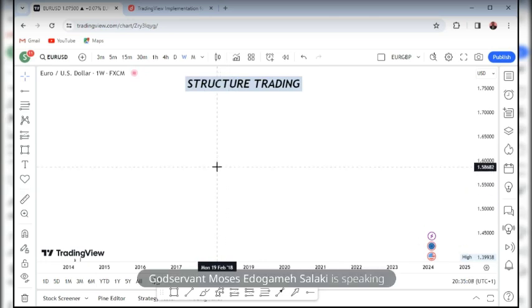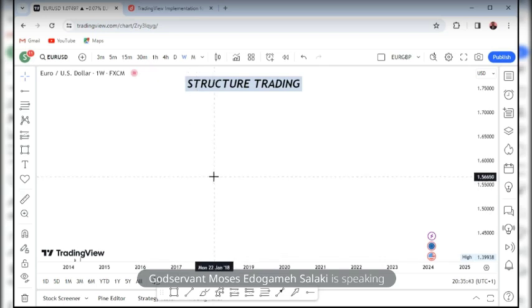Let me start by saying Forex is very difficult. It's not as easy as you may have thought. That's a fact. It's going to take a while before you start understanding what the chart is talking about. It's going to take some time before you begin to understand what this whole chart thing is all about.